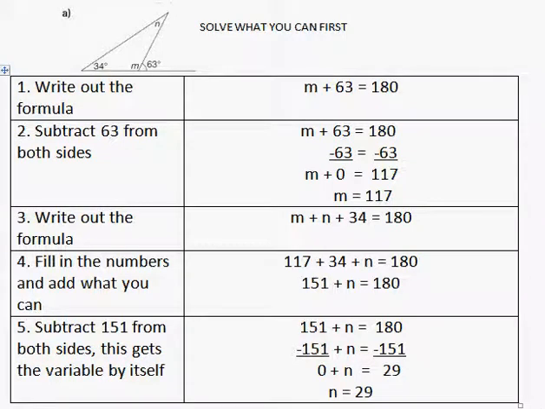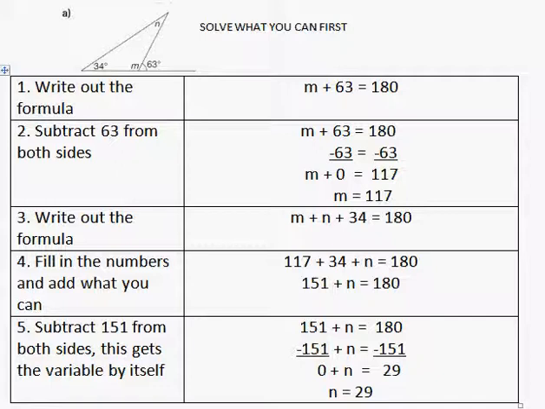In this question, it looks very complex, but it's not that complex. There's a few things that we have to remember. Solve what you can first. That's the key. I can't solve some things because I don't have enough information. So I look for the things that I can solve. What do I have enough information to solve?